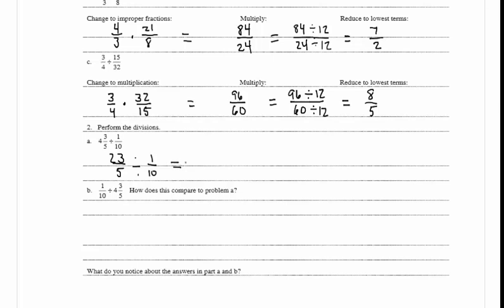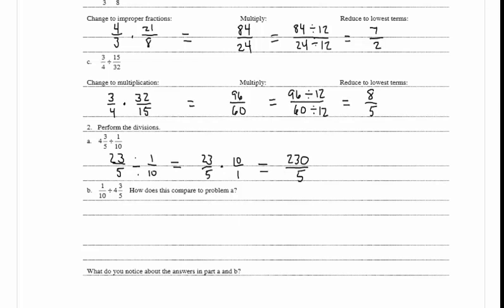is equal to. Now we're going to turn this into a multiplication by taking the reciprocal of 1/10. So we have 23 over 5 times 10 over 1. And 23 times 10 is equal to 230. And 5 times 1 is equal to 5.